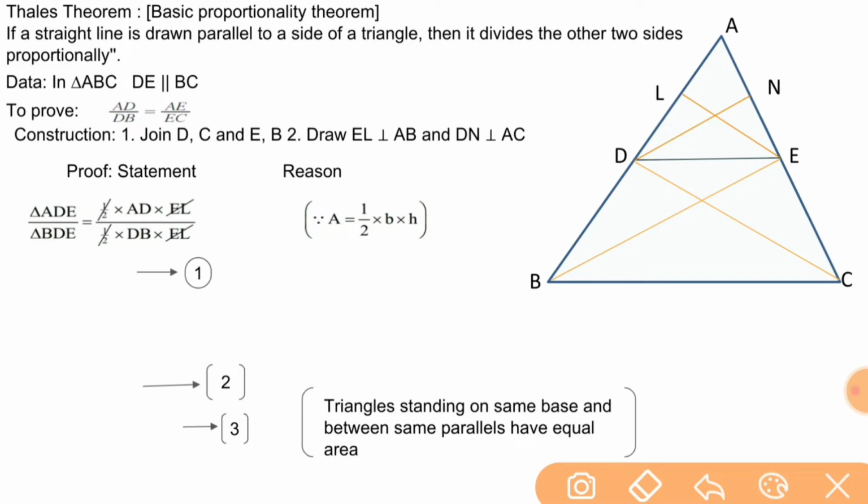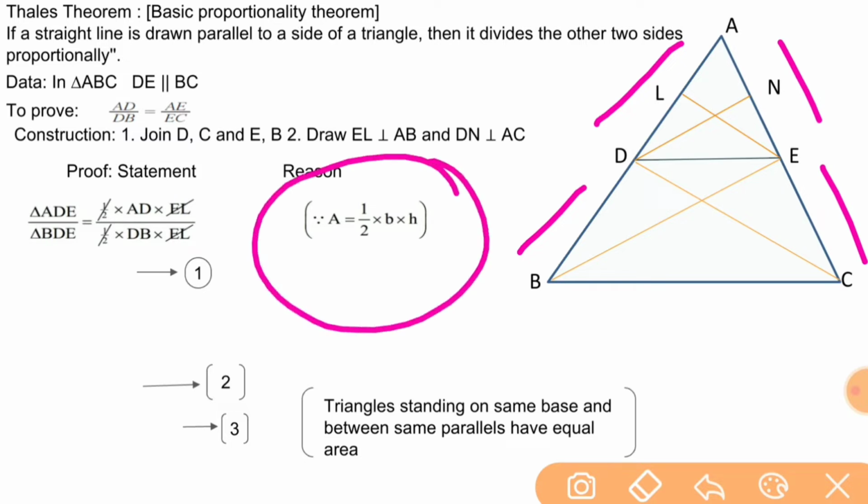See, we have to prove that AD by BD is equal to AE by CE. In order to prove AD by BD is equal to AE by CE, this theorem is going to be proved on the basis of the principle, that is area of a triangle. So what we know is that area of a triangle is nothing but half base into height. Okay, we have come to know which principle we are going to use to prove this theorem, that is area of a triangle.